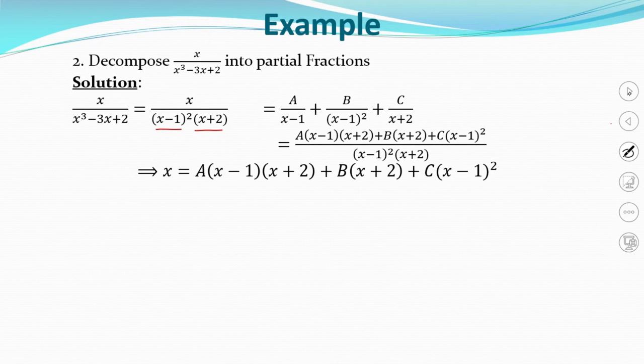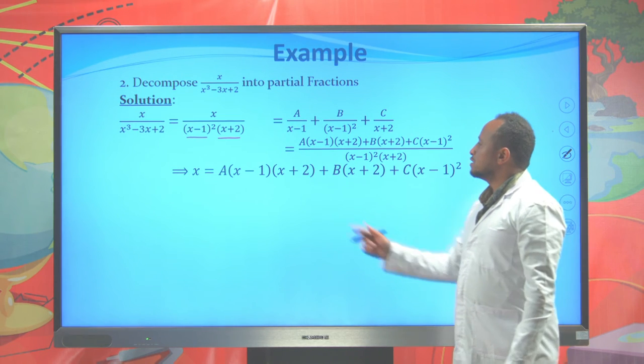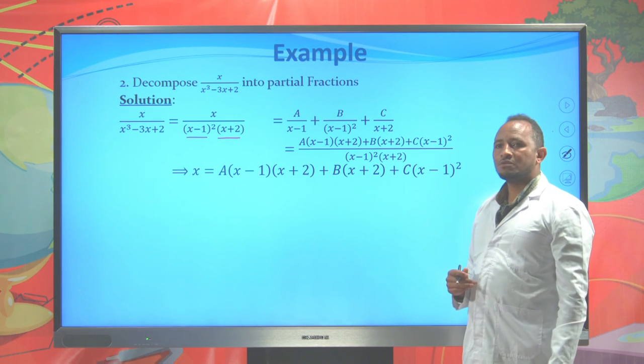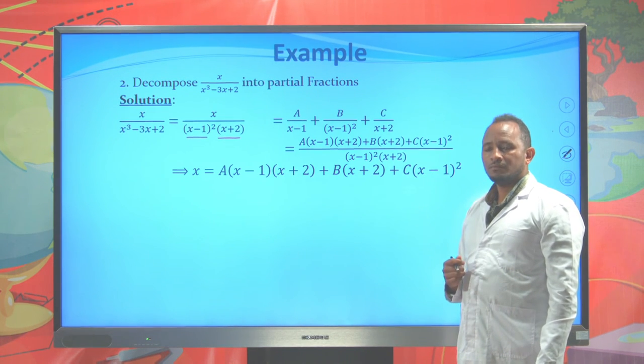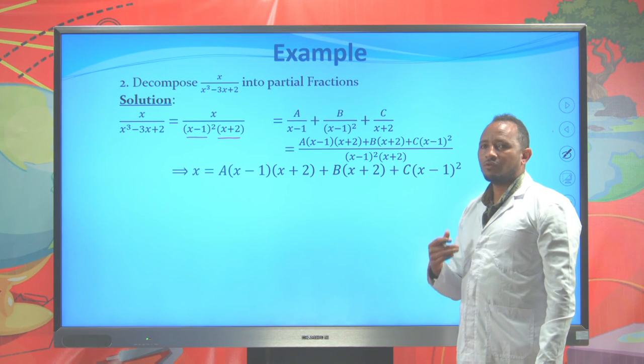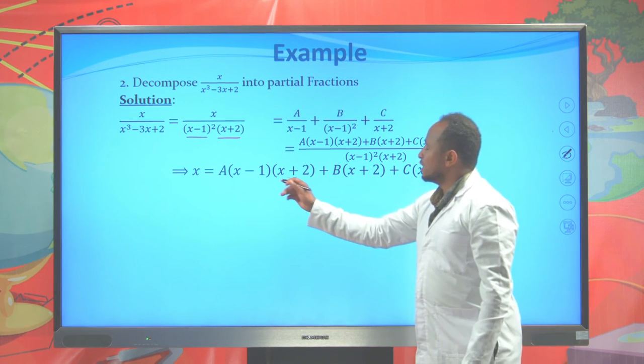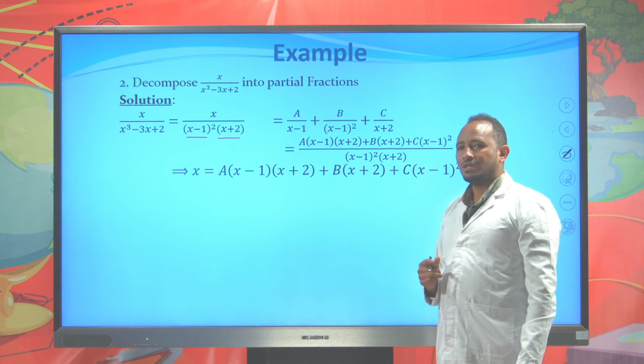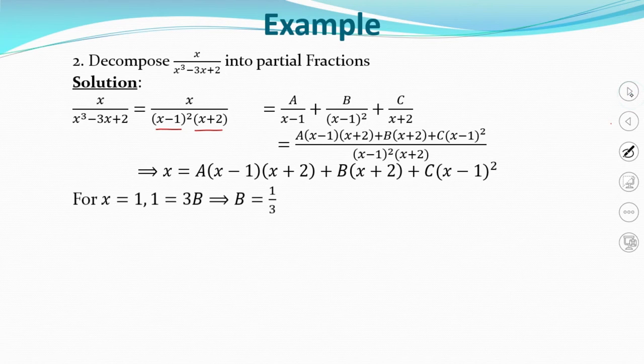To find now the variables a, b, and c, you have to be wise in selecting the value of x. Since we have three variables, you can develop three equations from this expression by taking three different values of x. But when you select, you have to be wise. Select the values of x that make a certain expression zero, so that you'll get the answer easily. Therefore, if you select 1, this becomes zero, so you can easily find the value.